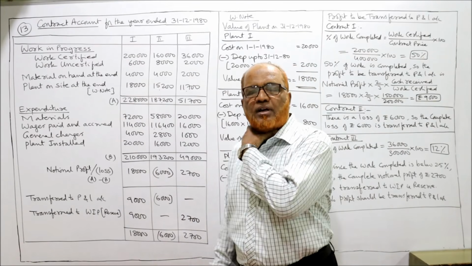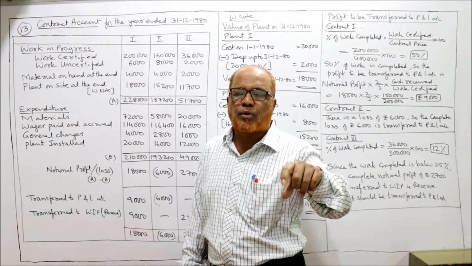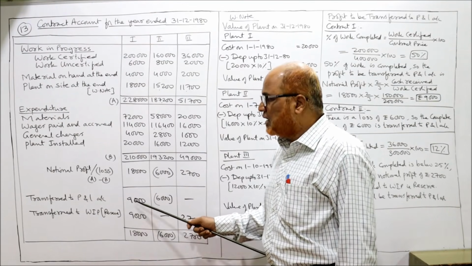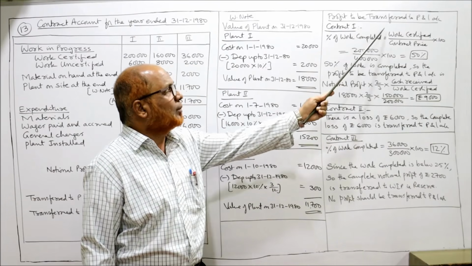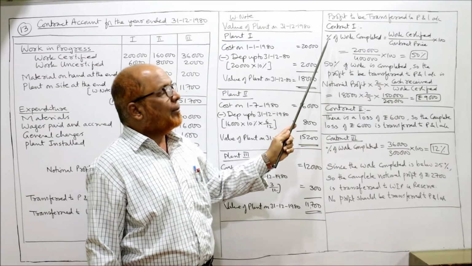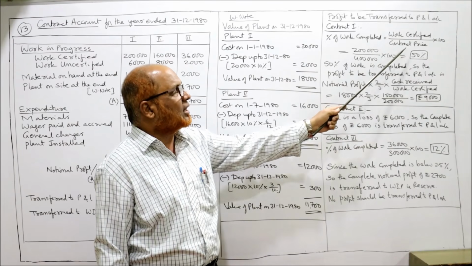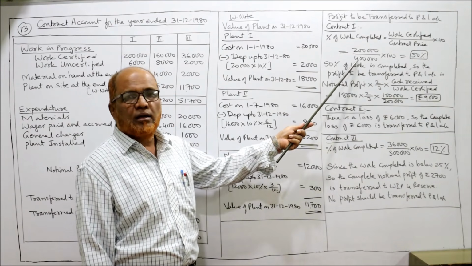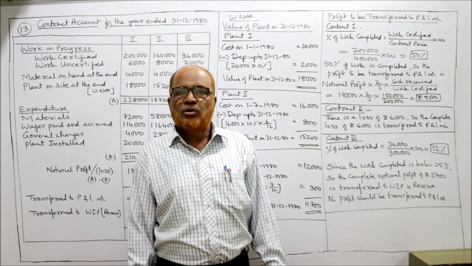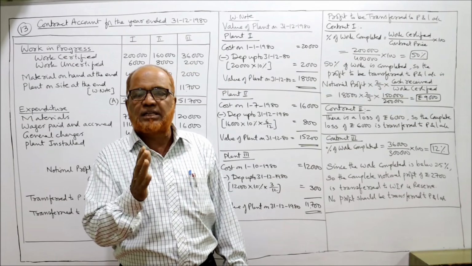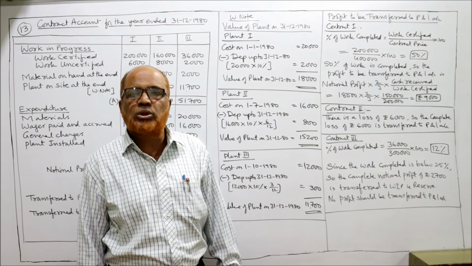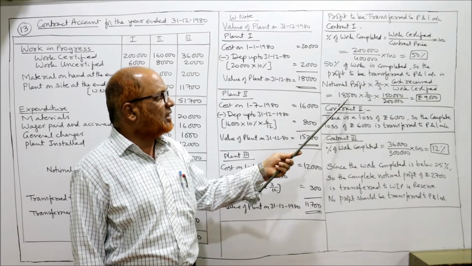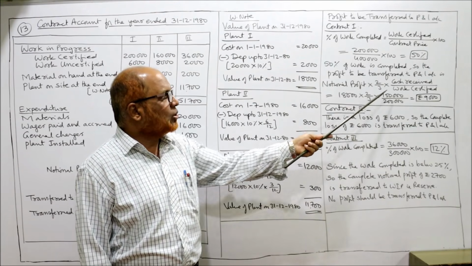Now out of this notional profit, some profit will be transferred to P&L account, some profit transferred to reserve. That depends on the percentage of work completed. Now I am showing it in working note here. Profit to be transferred to P&L account. Contract number 1. Percentage of work completed, work certified by contract price into 100. Work certified is 2 lakh and the contract price is 4 lakh. So it comes to 50%. So 50% of work is completed. So profit to be transferred to P&L account is 2/3. Notional profit into 2/3 into cash received by work certified. Notional profit 18,000 into 2/3 into cash received.